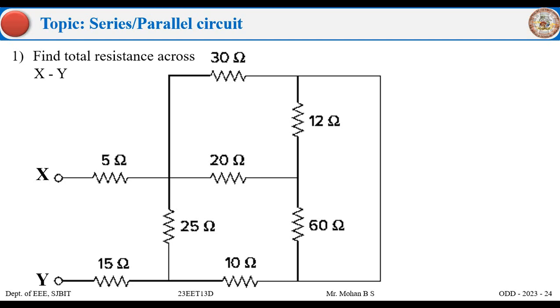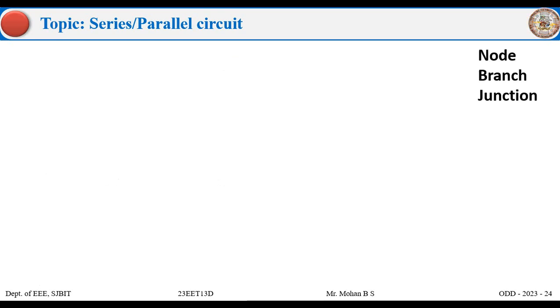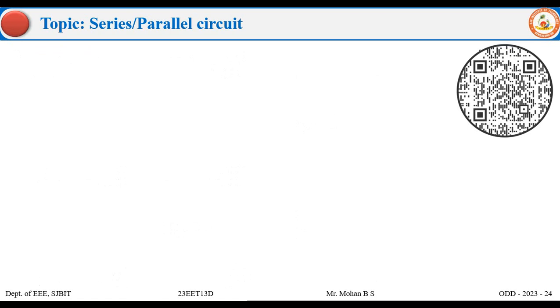Let's understand a few topics related to node, junction and branch, and then proceed further. Scan the QR code. It's already been discussed in one of the previous videos, to know in much more detail what a node, a branch and a junction are. However, here I'll just explain what a node is. A node is just the endpoint of any element.